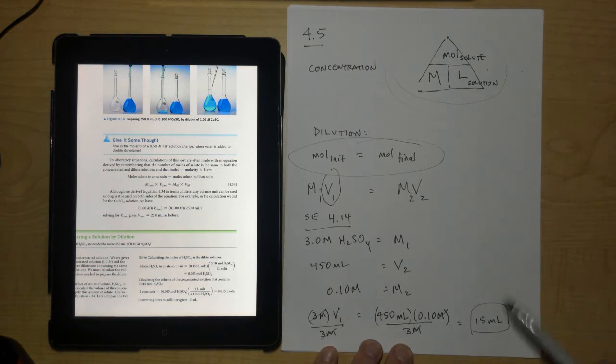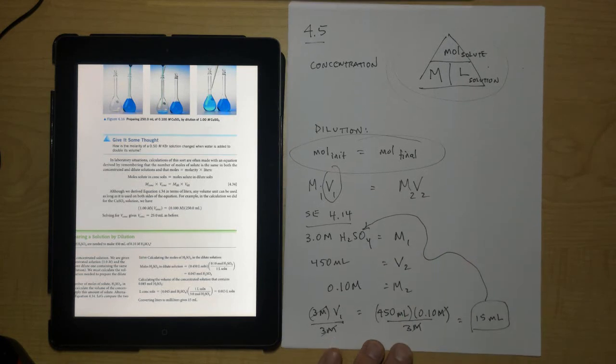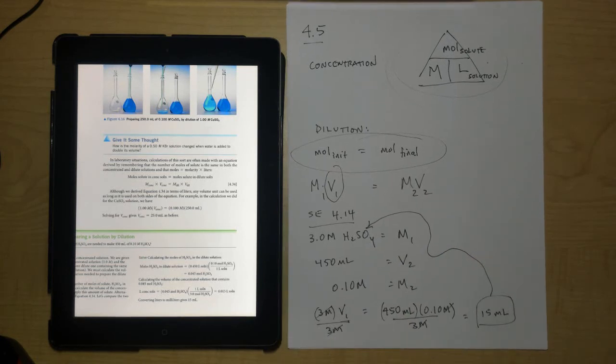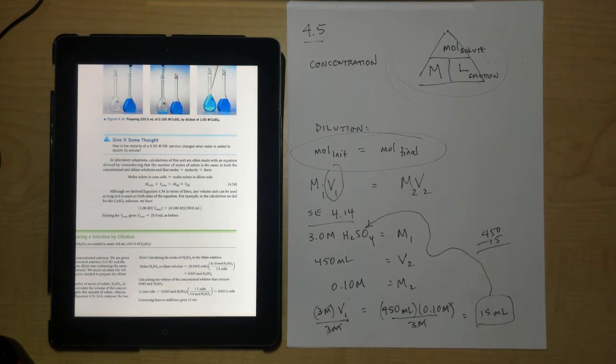So this tells me that I'd need 15 milliliters of this 3 molar H2SO4, and then the rest of it I'd have to add as water. That might be a follow-up question: how much water has to be added to make this happen? Well, you have 15 milliliters of this. You need 450 milliliters total, so 450 minus 15 would give you the amount of water that is added to it. All right.